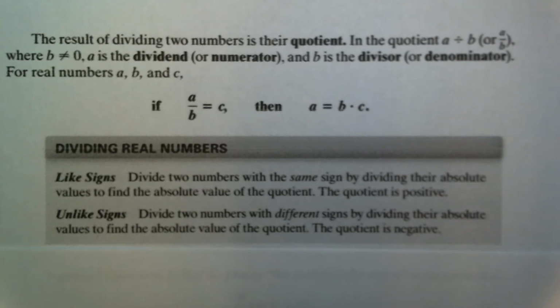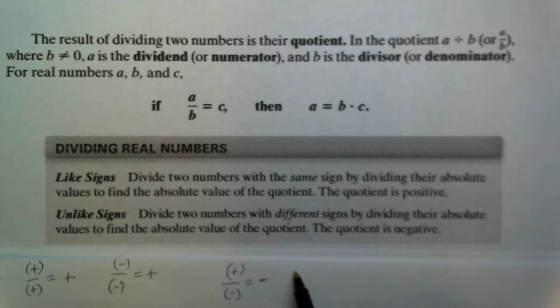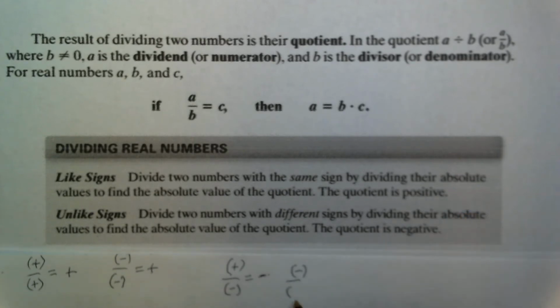So in a way, it's like with the multiplication, when we divide a positive by a positive, the result will be a positive. Similarly, when we divide a negative by a negative number, the quotient will be positive. But when we divide a positive by a negative, the quotient will be negative. Similarly, when we divide a negative by a positive, then the quotient will also be negative.